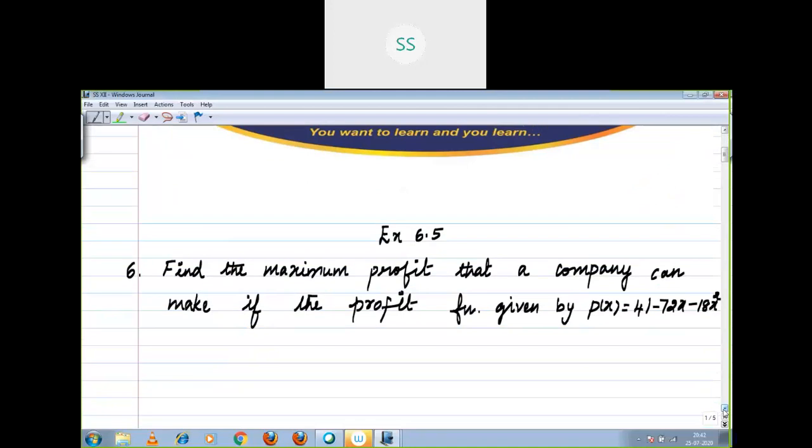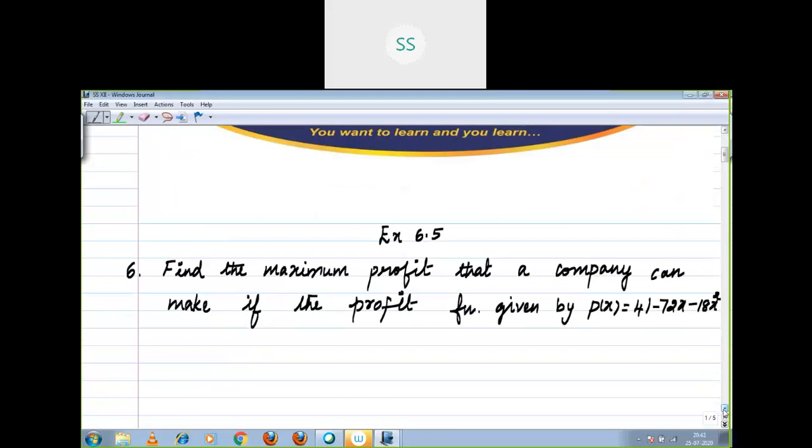First step, what do you want to do? Here the word maximum alone is given. That means you want to find the local maximum. Local maximum means the first step is to do the differentiation. The second step, you have to equate the derivative to 0. Using that, you can get the critical point.